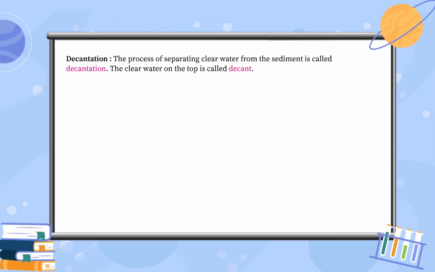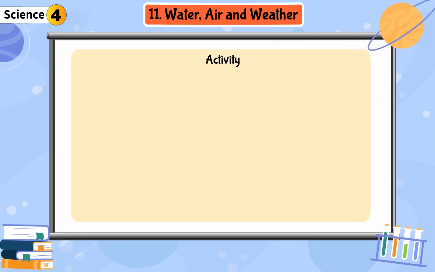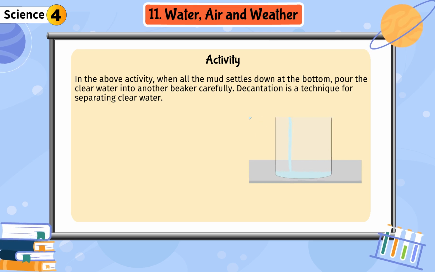Decantation. The process of separating clear water from the sediment is called decantation. The clear water on the top is called decant. Activity. In the above activity, when all the mud settles down at the bottom, pour the clear water into another container. Decantation is a technique for separating clear water.